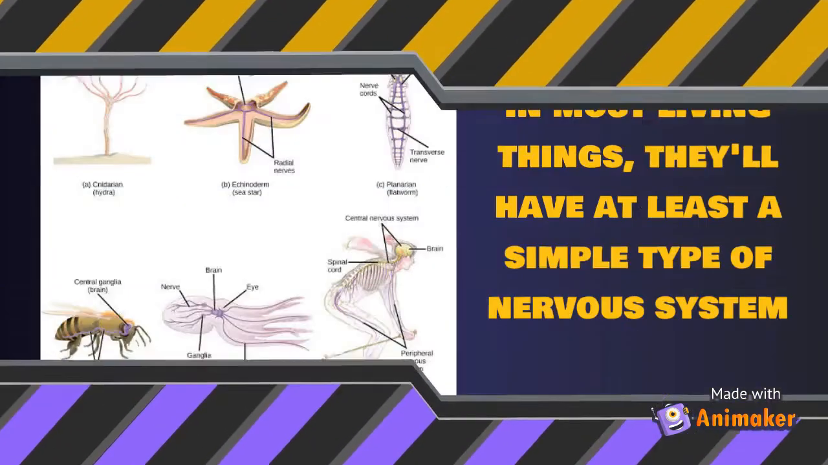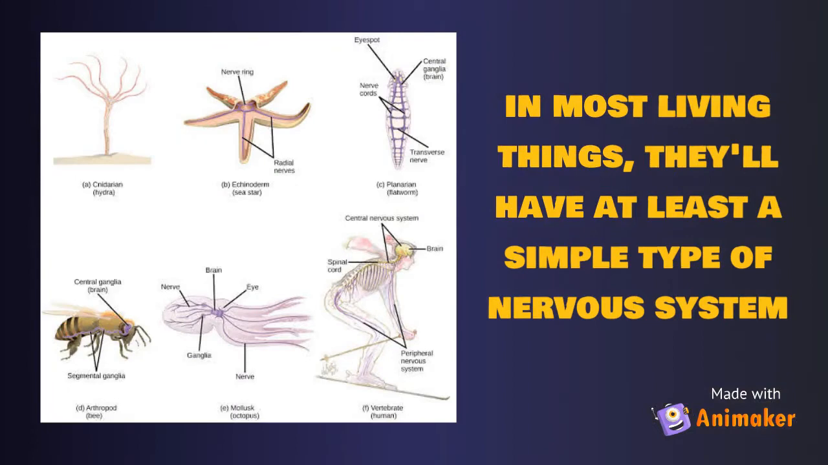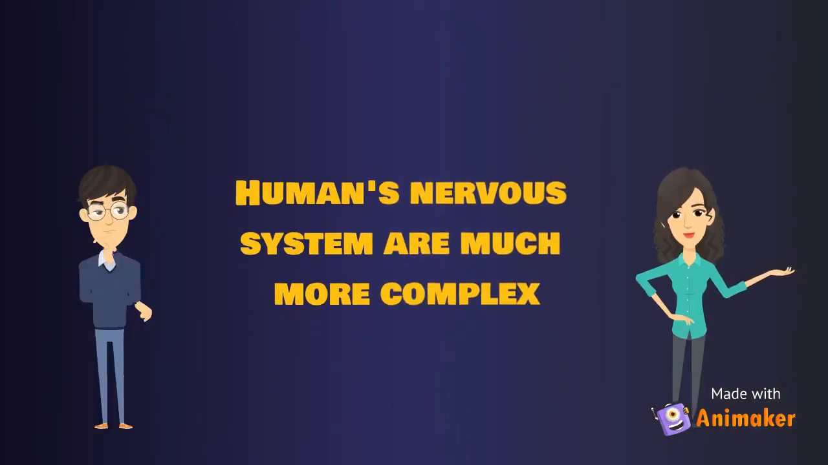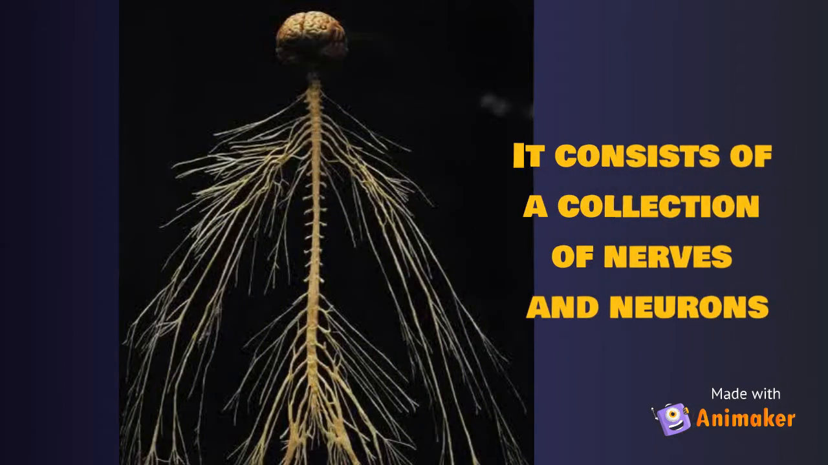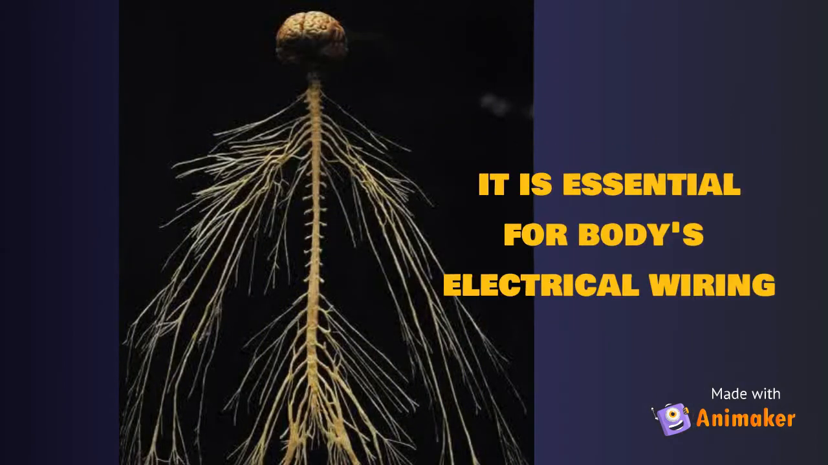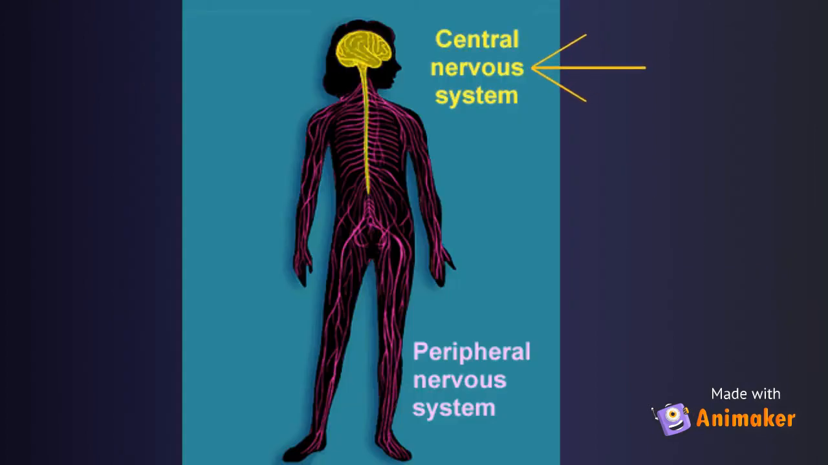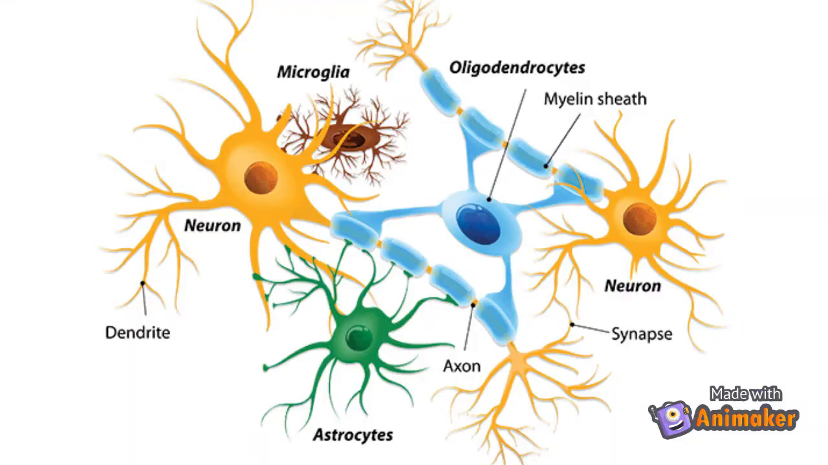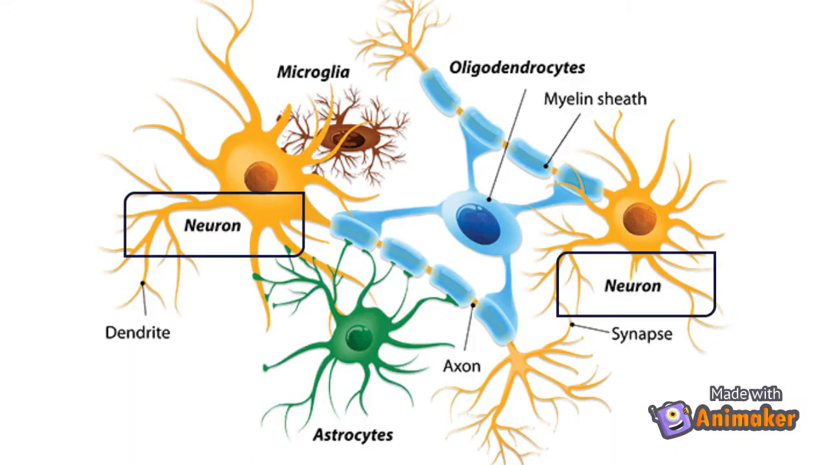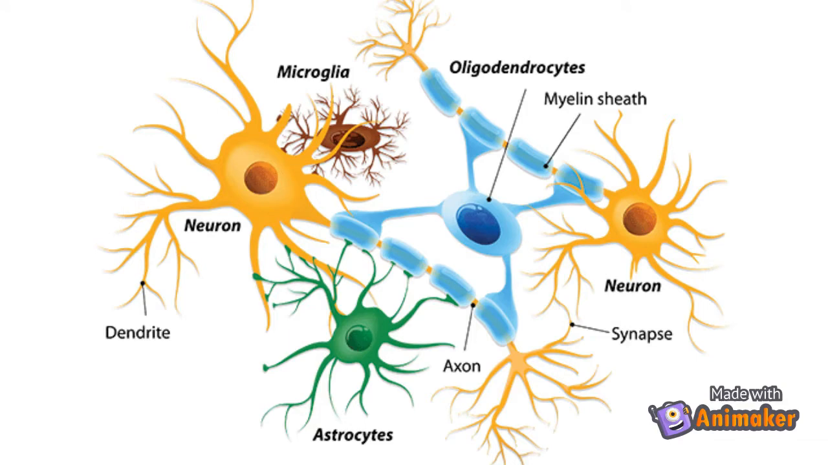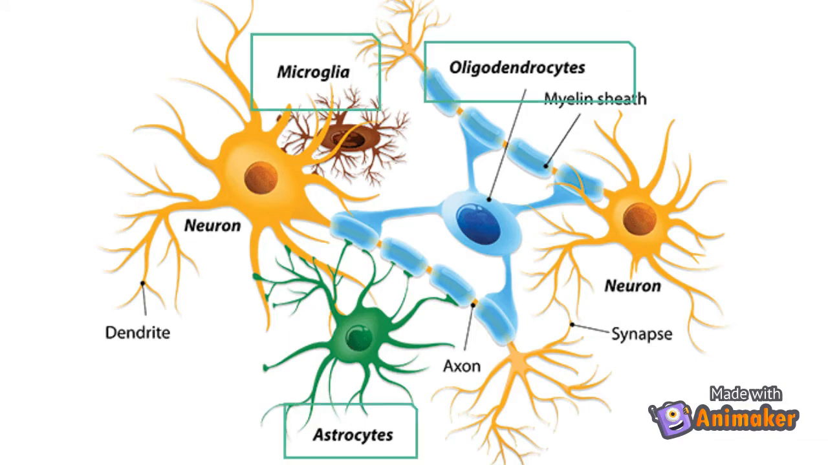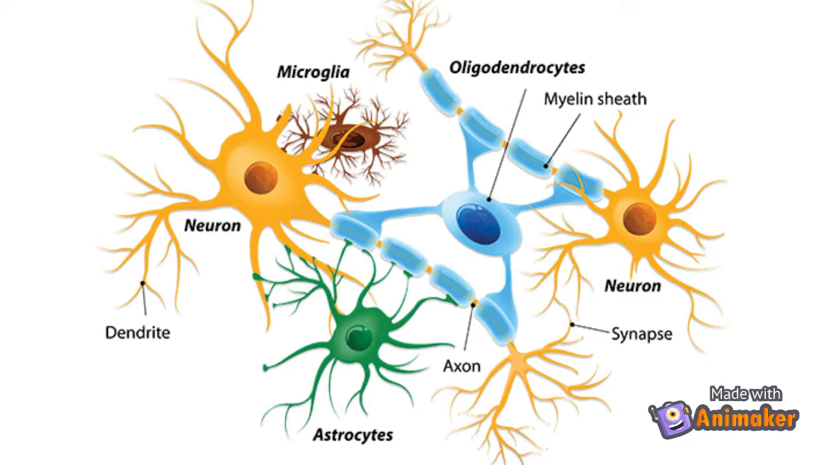In most living things, they'll have at least a simple type of nervous system. As for humans, the nervous system is much more complex, where it consists of a collection of nerves and the neurons. The nervous system is essential for the body's electrical wiring. It consists of two parts, which are the central nervous system and the peripheral nervous system. The basic unit of the nervous system is the neurons. Other than neurons, it also gets help from these specialized cells, which are called glial cells. Let's proceed with the comparison between the neurons and the glial cells.